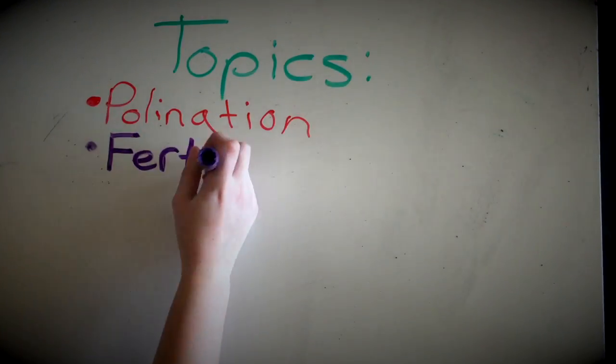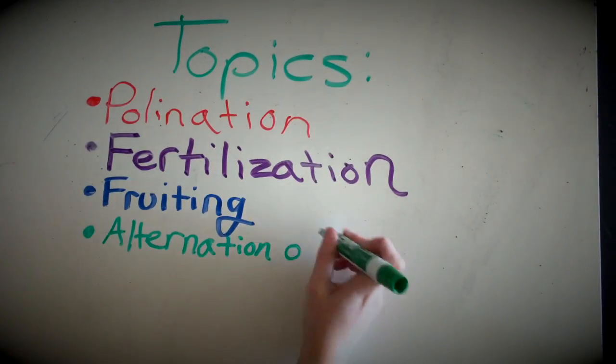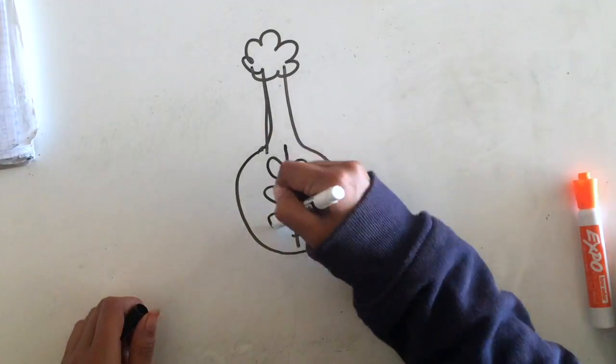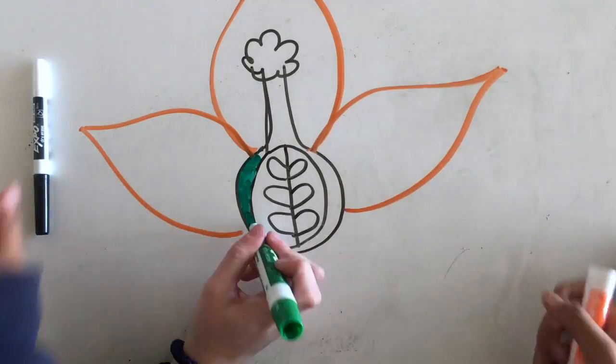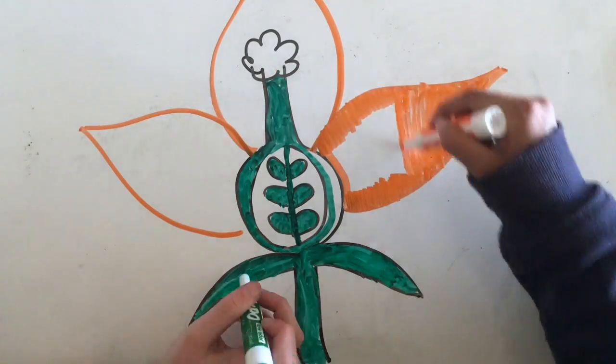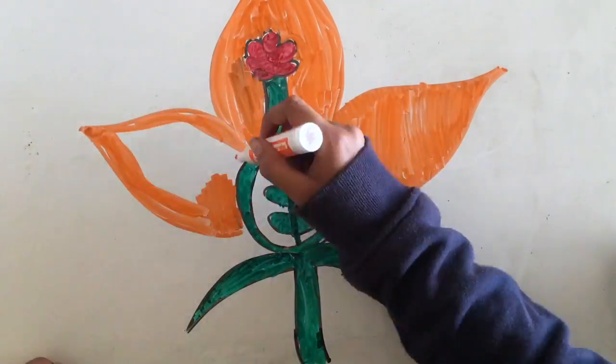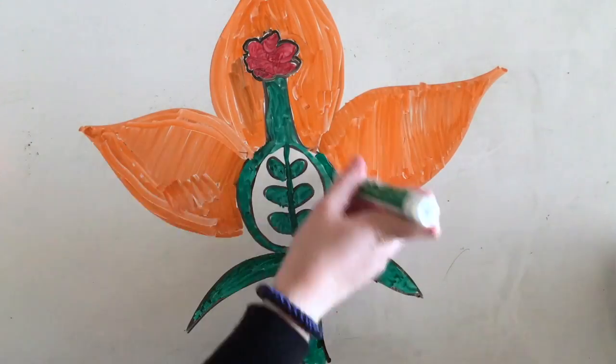Today our topics will be pollination, fertilization, fruiting, and alternation of generations. Before we dive into more complex matters, we're going to talk a bit about flower anatomy. So here, Sitlali and I are drawing you out a flower diagram with the anatomy in there so we can discuss it, making a very beautiful orange flower.